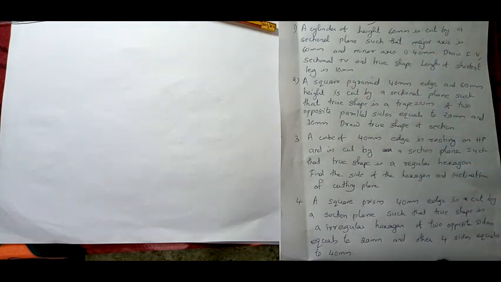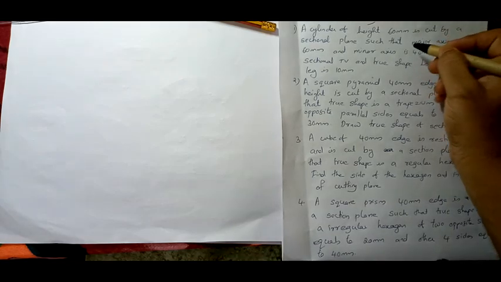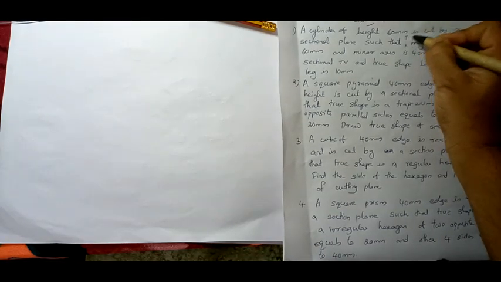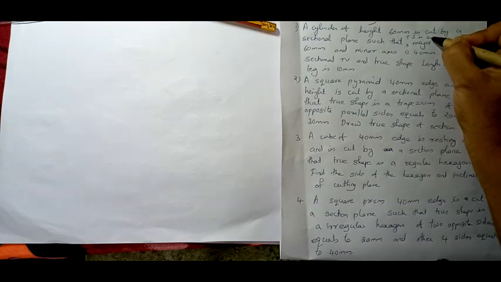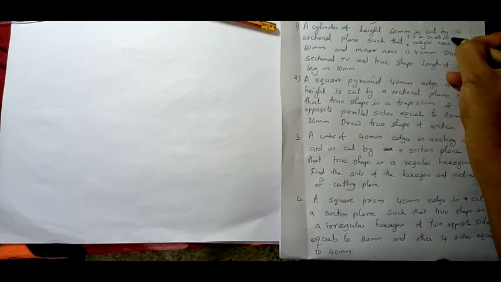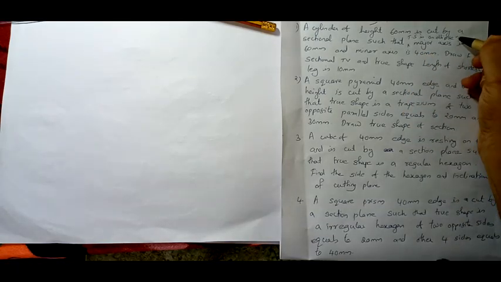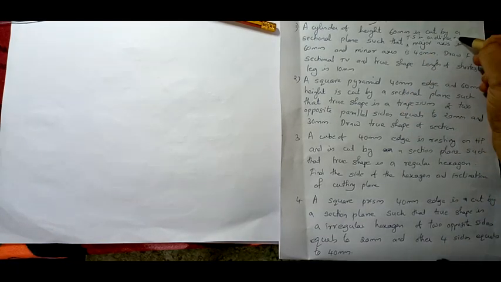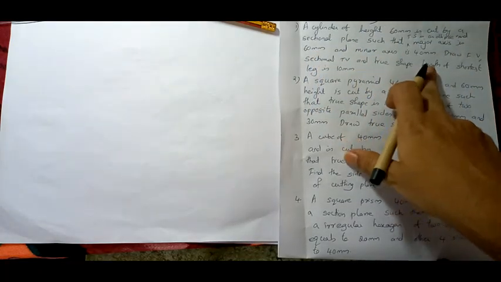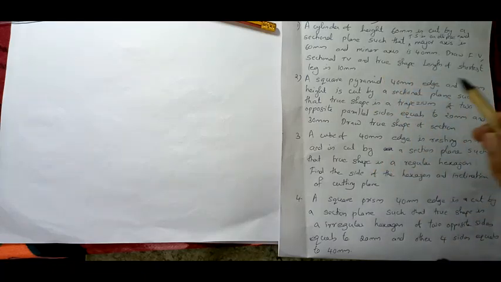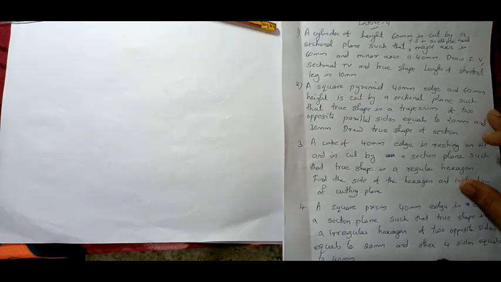Here the true shape is an ellipse, with major axis 60 mm and minor axis given as 40 mm. Draw front view, section and true shape. They have added that the length of shortest leg is 10 mm. We will see to it.